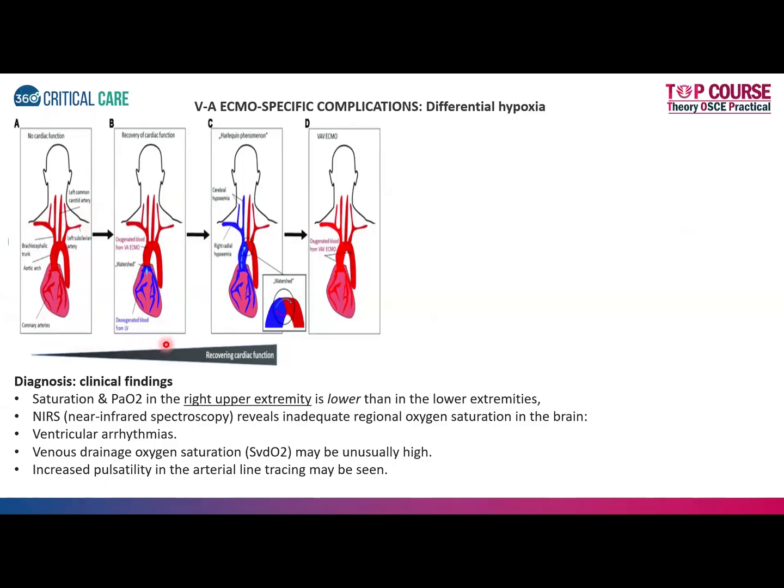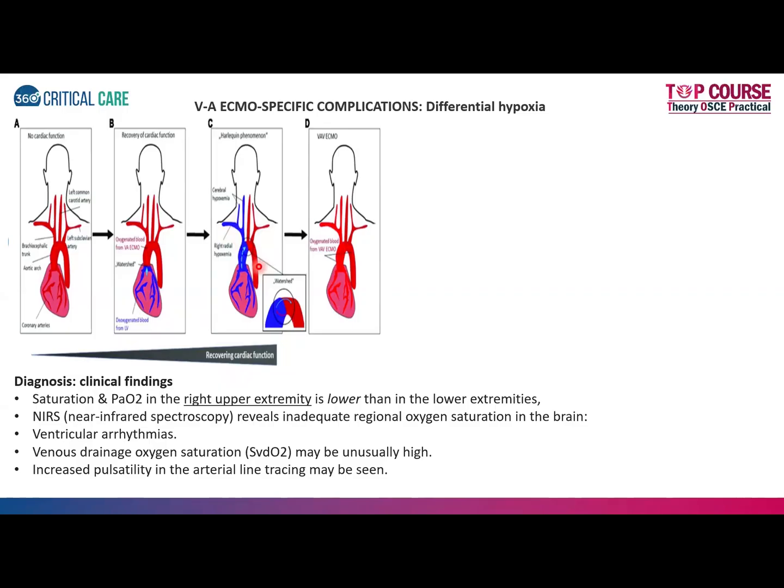As the patient is having recovery of the cardiac function, what is happening here? When we have the recovery of the function of the heart, the heart will start pumping, so the deoxygenated blood will go towards the left side of the heart, right? And then there is a retrograde flow coming from the ECMO, which is the oxygenated blood. So we have a mixing which is called the watershed area, which happens in the arch of the aorta, or it can also happen elsewhere depending on the rate of cardiac recovery in the patient.